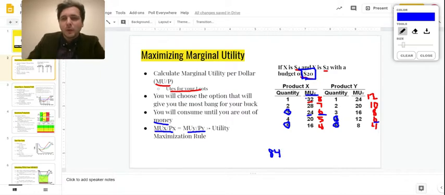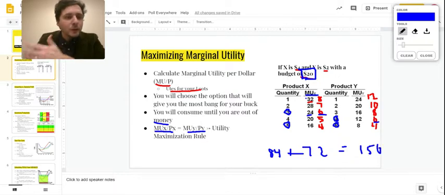And then total utility out of Y will be all of these combined. So 24 plus 20 is 44. 44 plus 16 is 60. 60 plus 12 is 72. And I add those together, and that will give me my total utility, which is like 156, I believe, right? So that's one question they could ask.